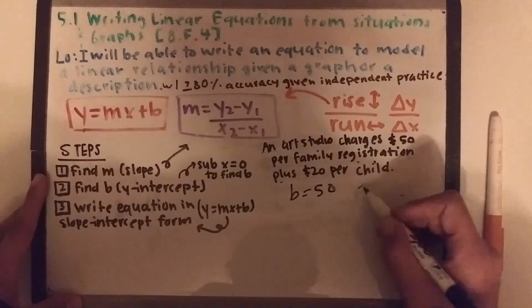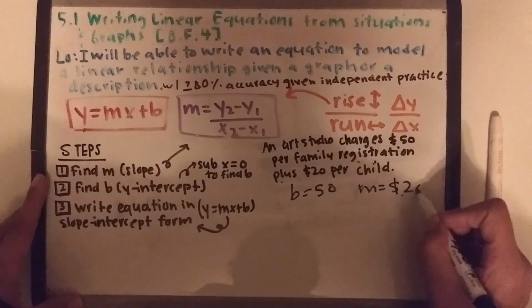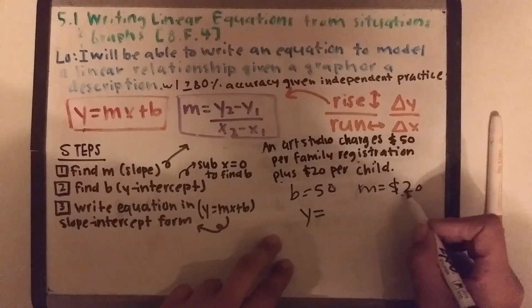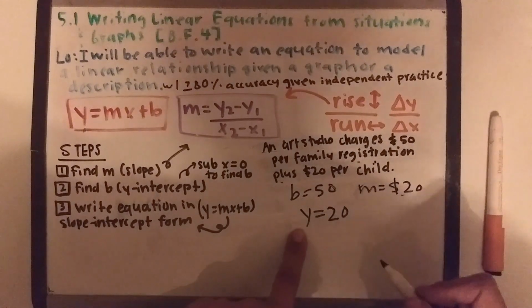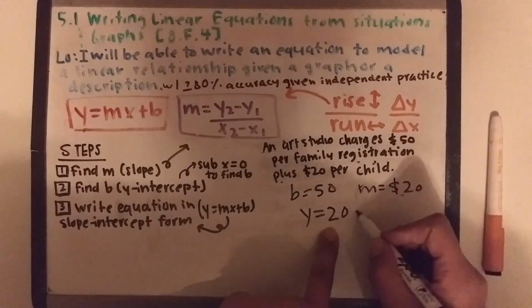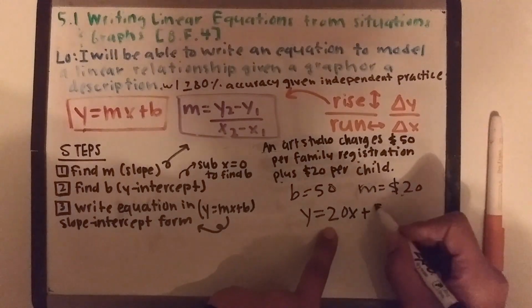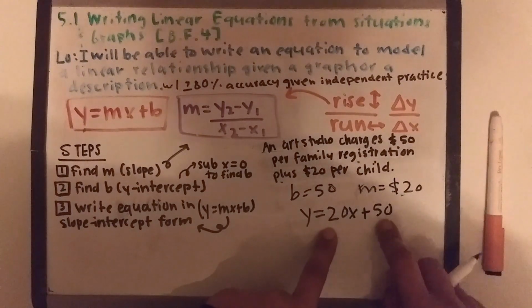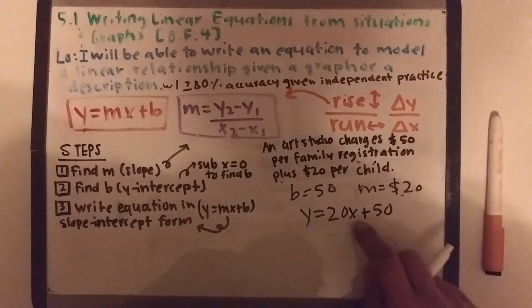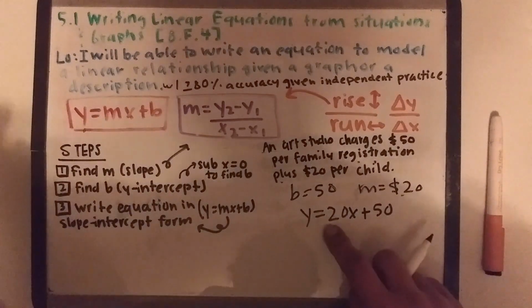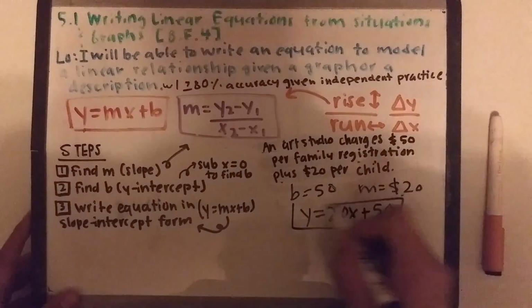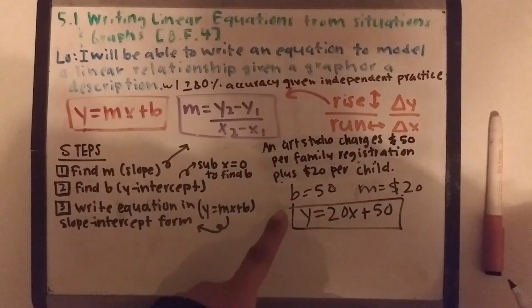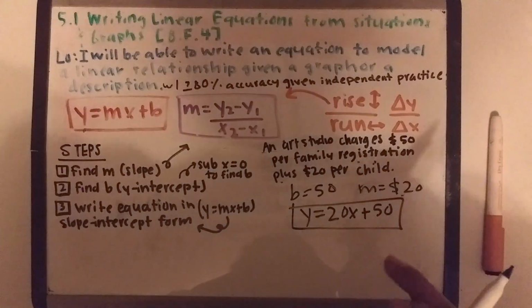So that's 20. And so when I write it, I'm going to go y equals, what's my m? 20. So the total payment that the family is going to do is $20 per child, and then plus the $50. So this is your initial fee, $50, and then $20 for every child that they register. Okay, so in this case, this is your equation for that example. Let me give you one to do on your own.